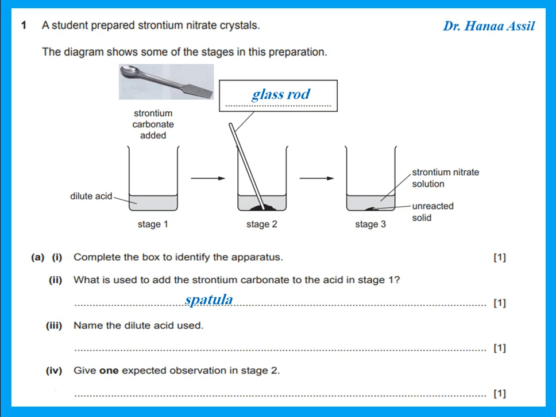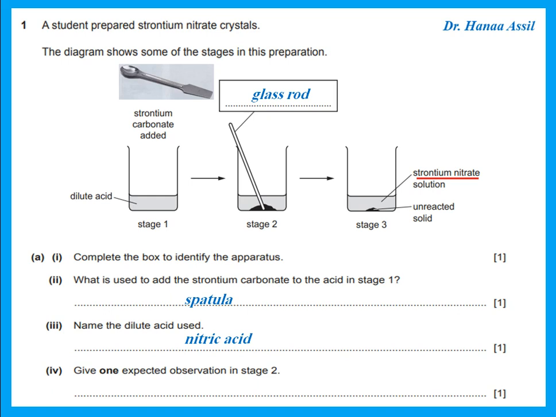Name the acid used. What is he trying to prepare? He's trying to prepare strontium nitrate. So he's going to react strontium carbonate with what? Nitric acid. In order to get nitrate, we're trying to prepare strontium nitrate. So we're going to react the carbonate with acid.